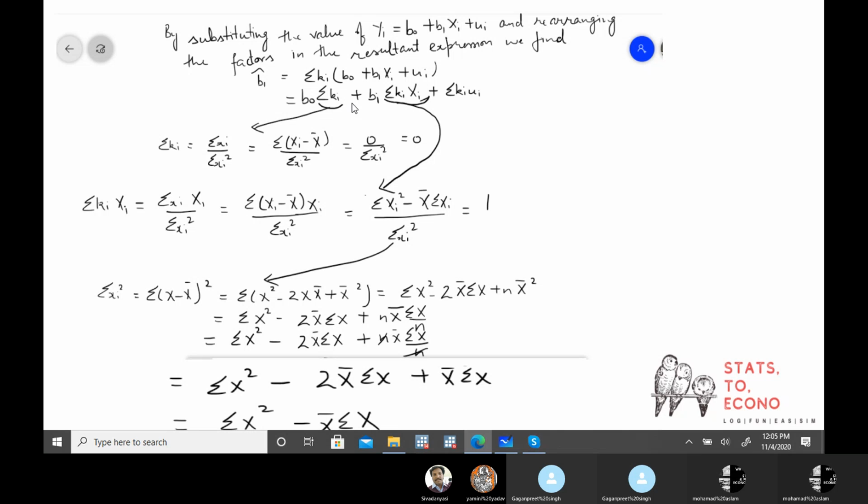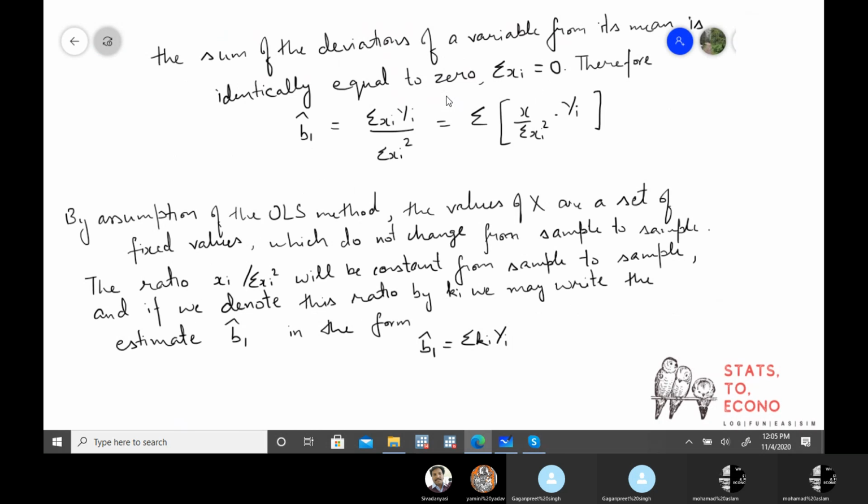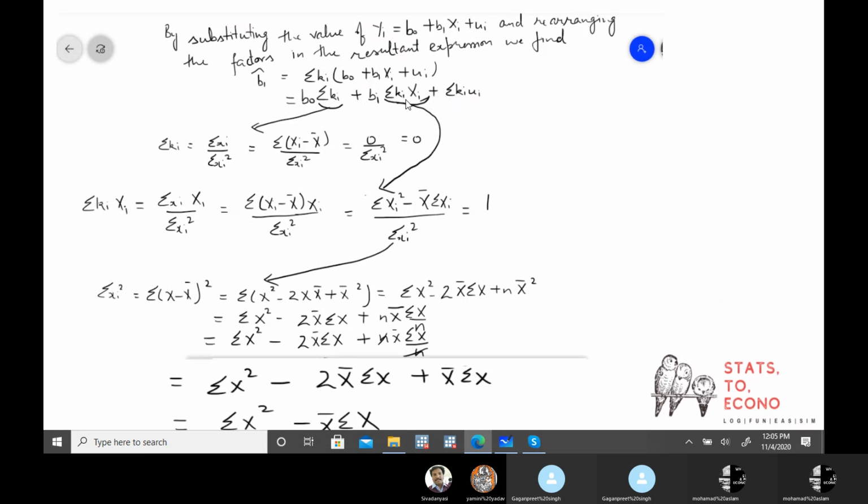Now this is the equation. What we have to prove is that the expectation of beta 1 hat equals beta 1. Here three terms are there, so it means we only need a single term. So let's prove the other things equal to 0 or 1. We need this particular value, so we have to prove that the other values are 0 and this particular term is 1. Then only we can prove that this value is equal to the expected value of beta 1 hat.